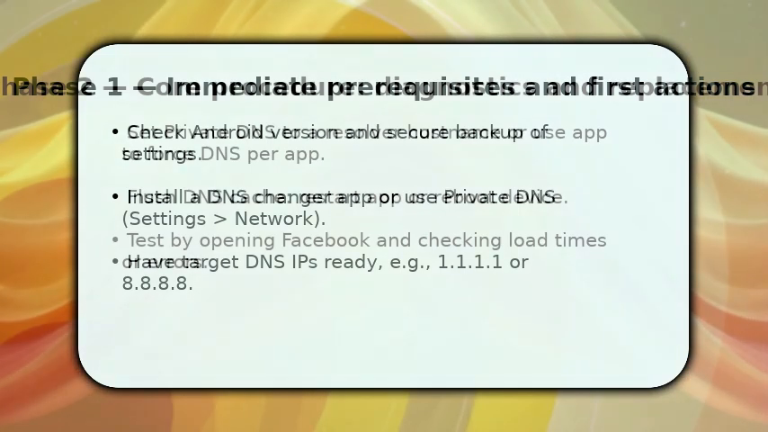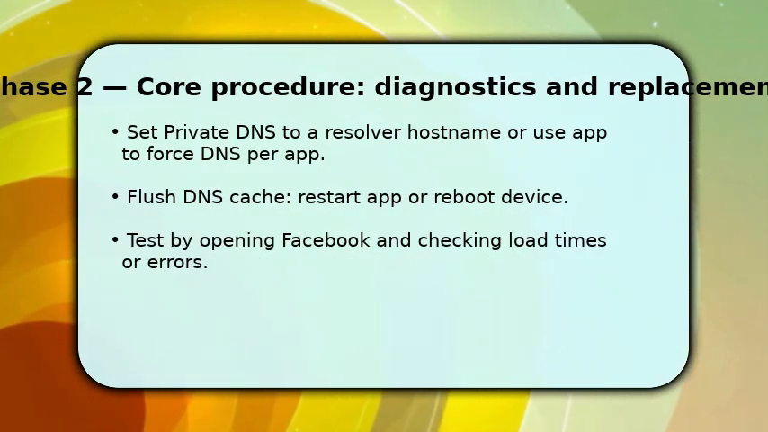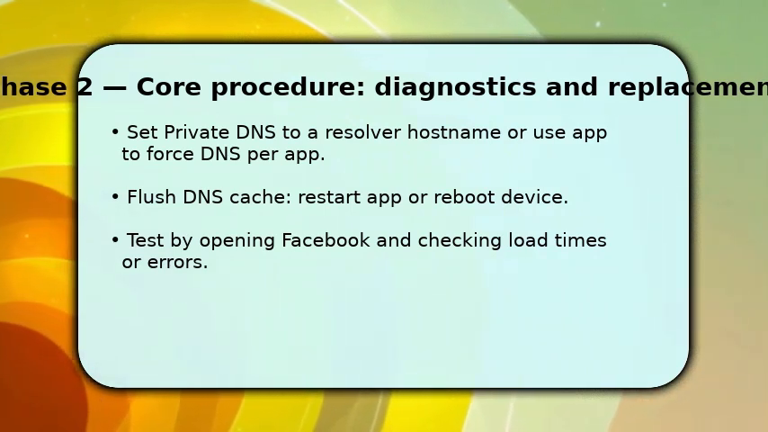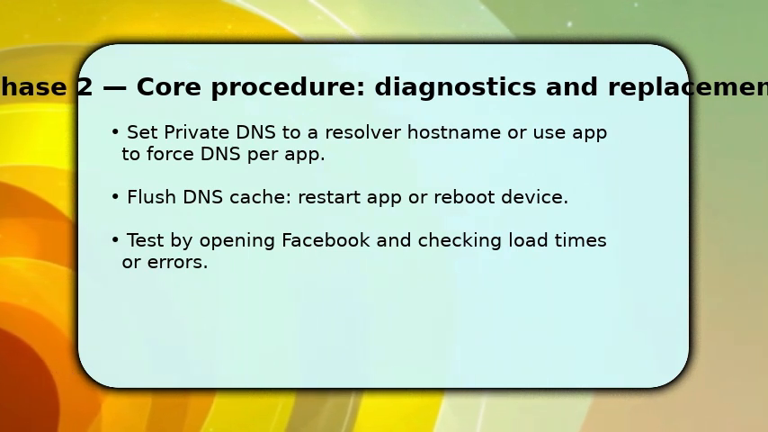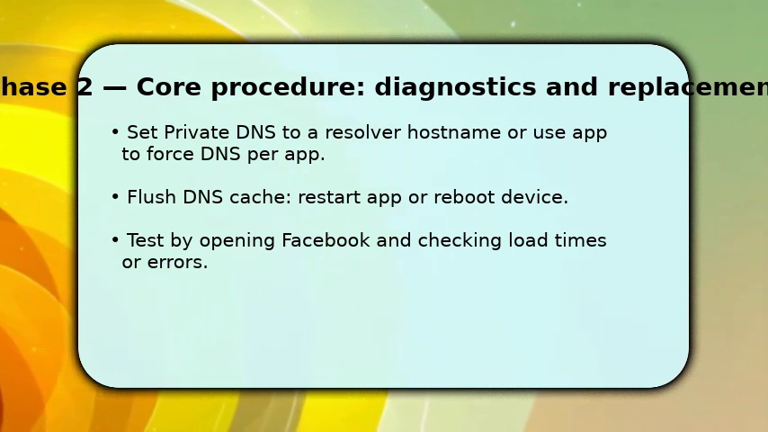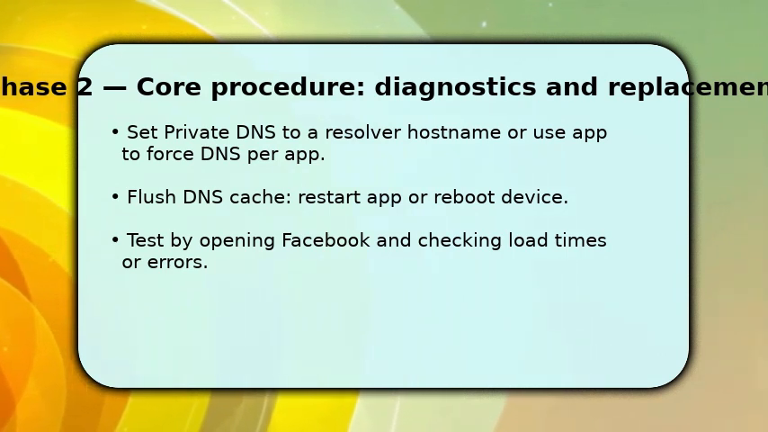You now configure DNS to influence Facebook traffic specifically. If your Android supports private DNS, enter a resolver hostname. Otherwise, use an app that can apply DNS per app. Make sure to enable the app's VPN-like permission so requests route through the chosen resolver.